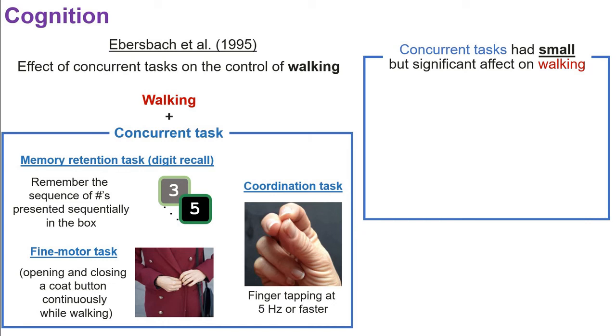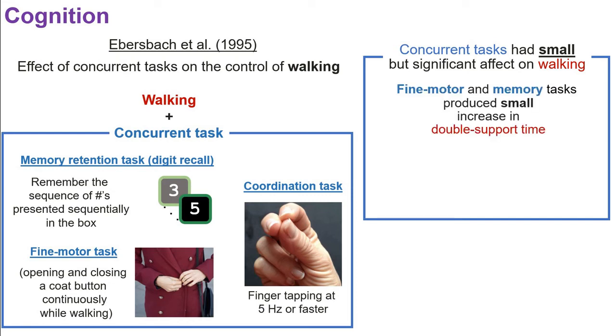The take-home message of this research study was that concurrent tasks had a small but significant effect on walking. The fine motor and memory tasks produced small increases in double support time, suggesting that gait was slightly reorganized so as to be more stable. The coordination task produced a small increase in frequency.